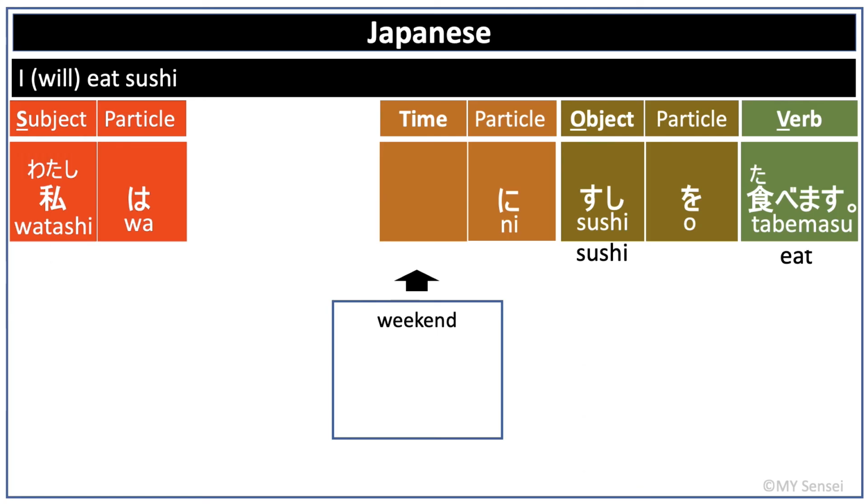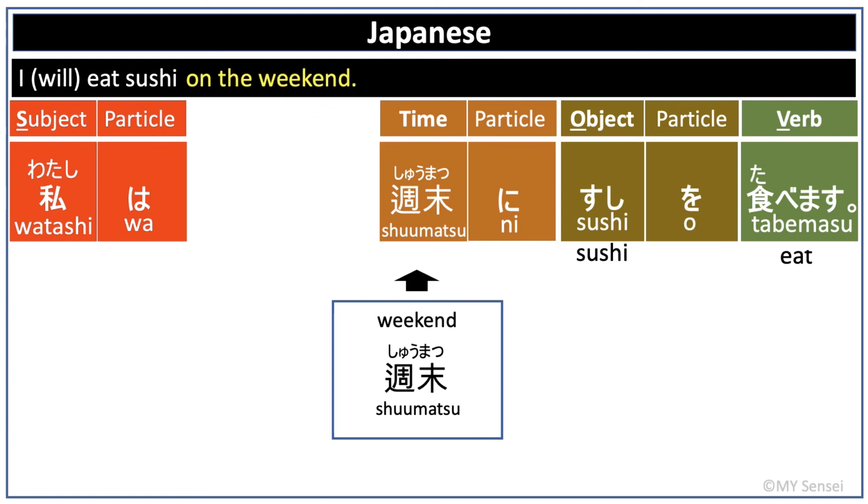We can also use the word 週末 here. So the sentence here says 私は週末に寿司を食べます which means I will eat sushi on the weekend.